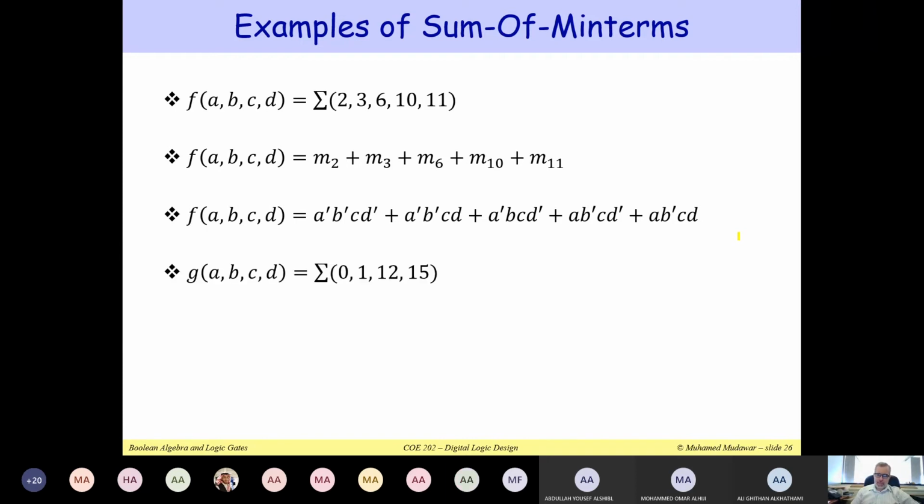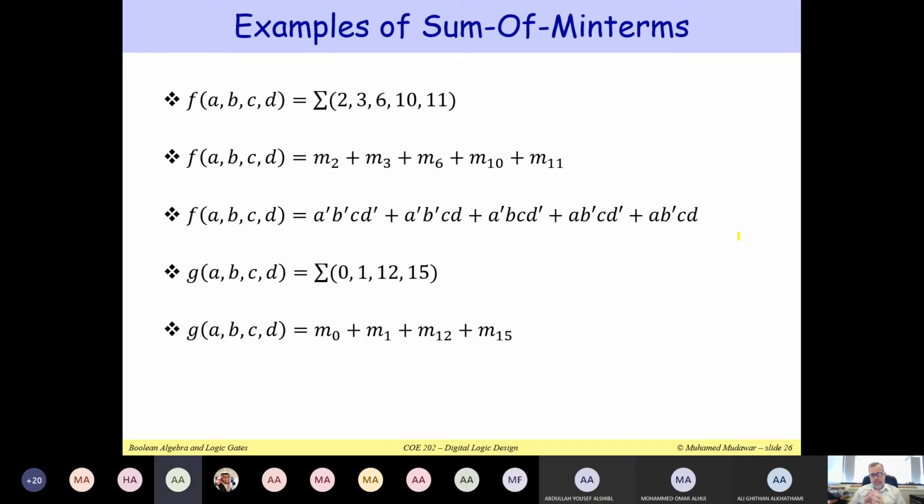Here's another example. It's another function g, a function of 4 variables a, b, c, d. We only have a few minterms: minterm 0, 1, 12, and 15. So can you give me the sum of minterm expression?